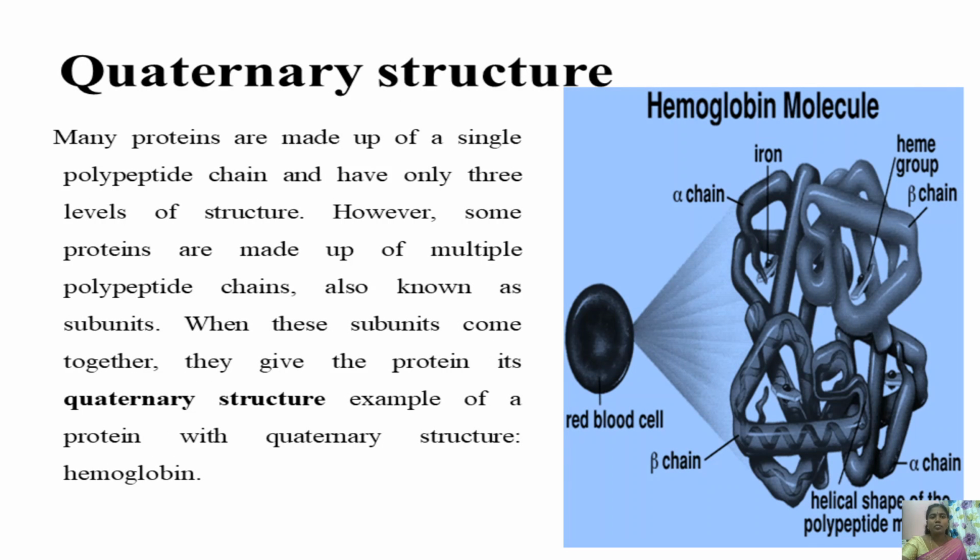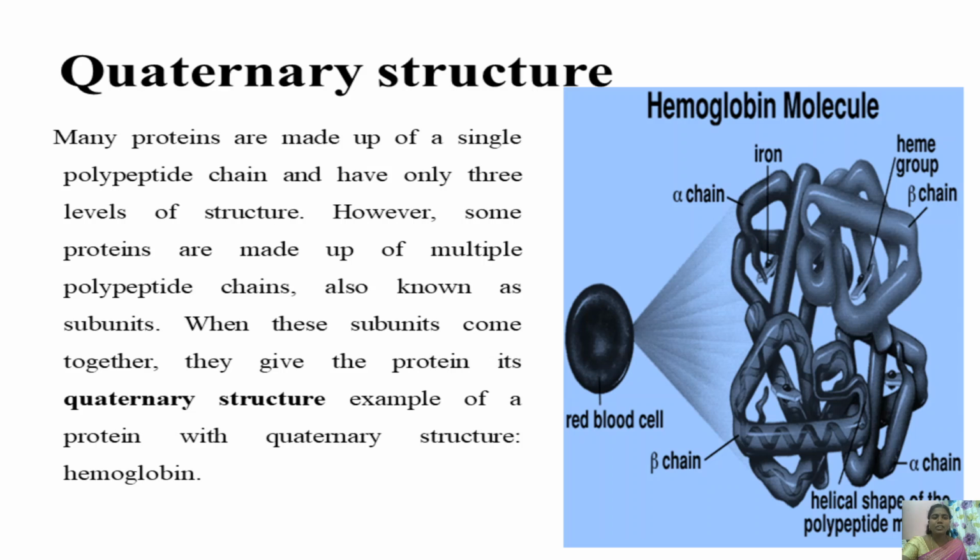The last level of protein organization is quaternary structure. Many proteins are made up of a single polypeptide chain and have only 3 levels of structure. If a protein is made up of only a single polypeptide chain, it forms a tertiary structure. But some proteins are made up of multiple polypeptide chains known as subunits.